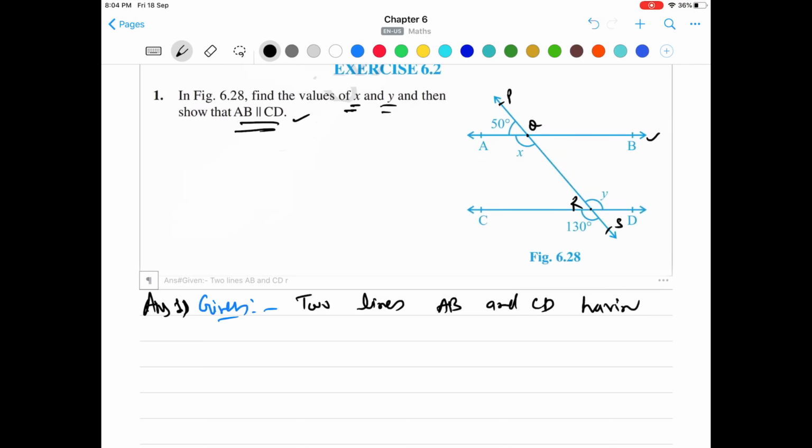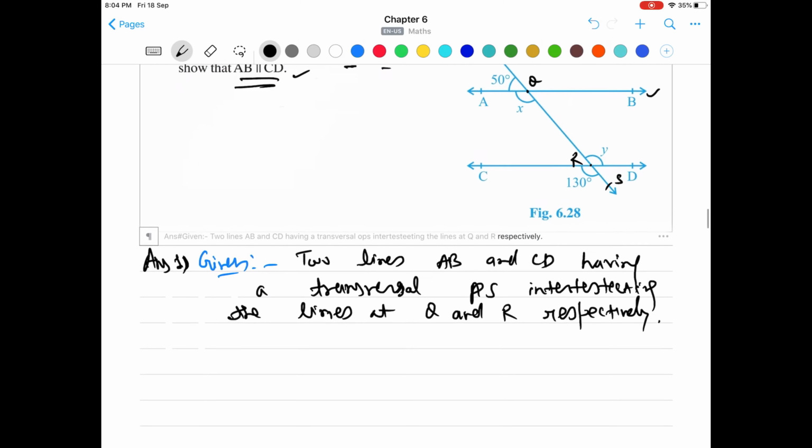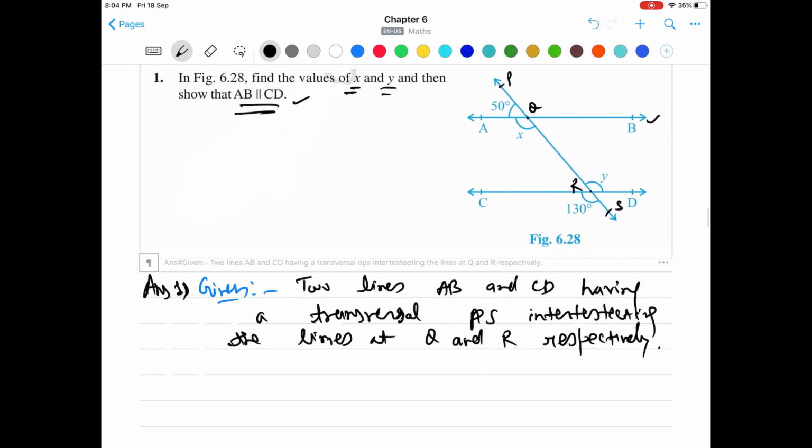So write: two lines AB and CD having a transversal PS intersecting the two lines at Q and R respectively. These are the information that we have: two lines, and a transversal PS which is intersecting the two lines at Q and R respectively.